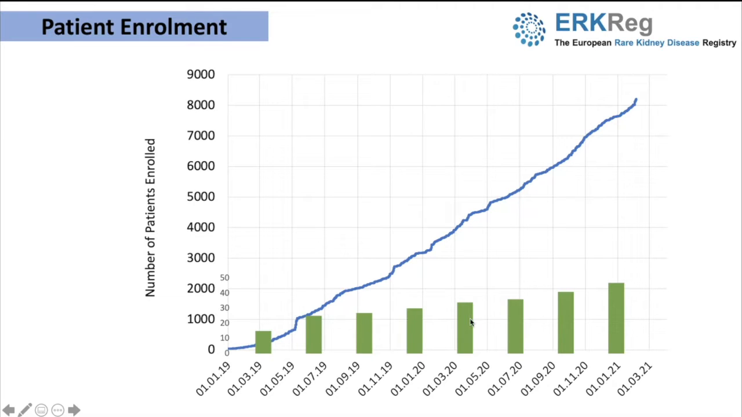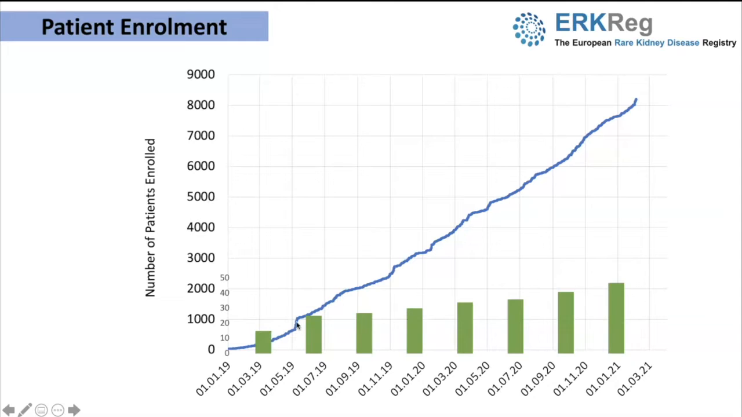So they gradually increased because not all centers were ready at the same time. That took the individual centers different amounts of time to get started. So we started with about 17, and we are now at 48 centers participating in the registry and contributing data.